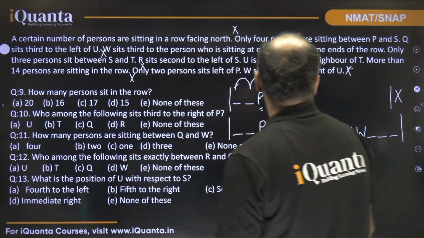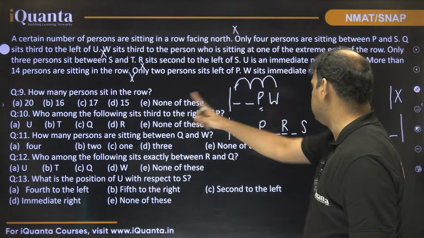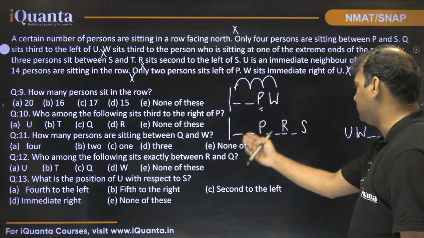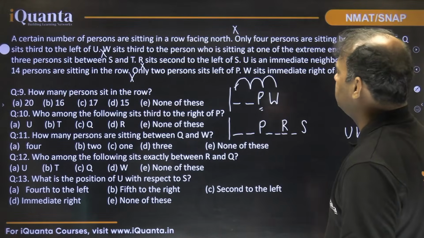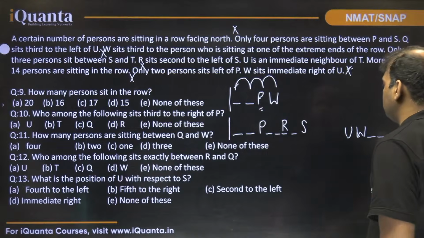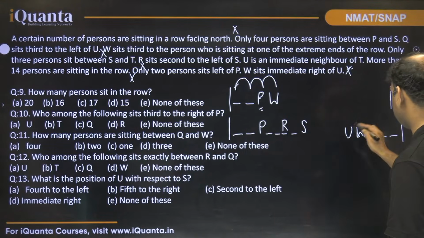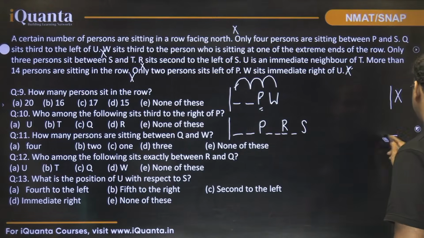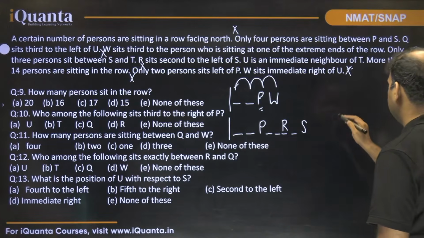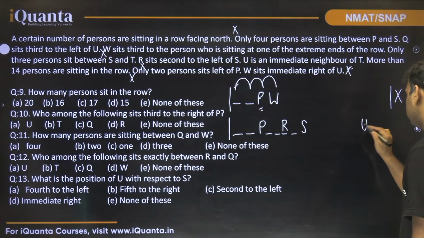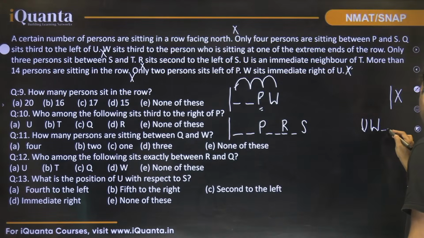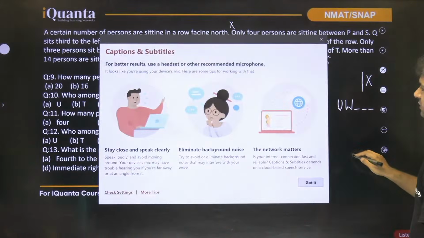Simple. Only 3 people between S and T. S, T could be here or T could be here as well. We are not sure. Then they are saying U is immediate neighbor of T. Okay, guys. So T should be here for sure, right? They're saying U should be immediate neighbor of T. So U must be here for sure. Let me just do this one more time. U was here, W is here, right? And 1, 2, 3, this was the extreme sitting person.